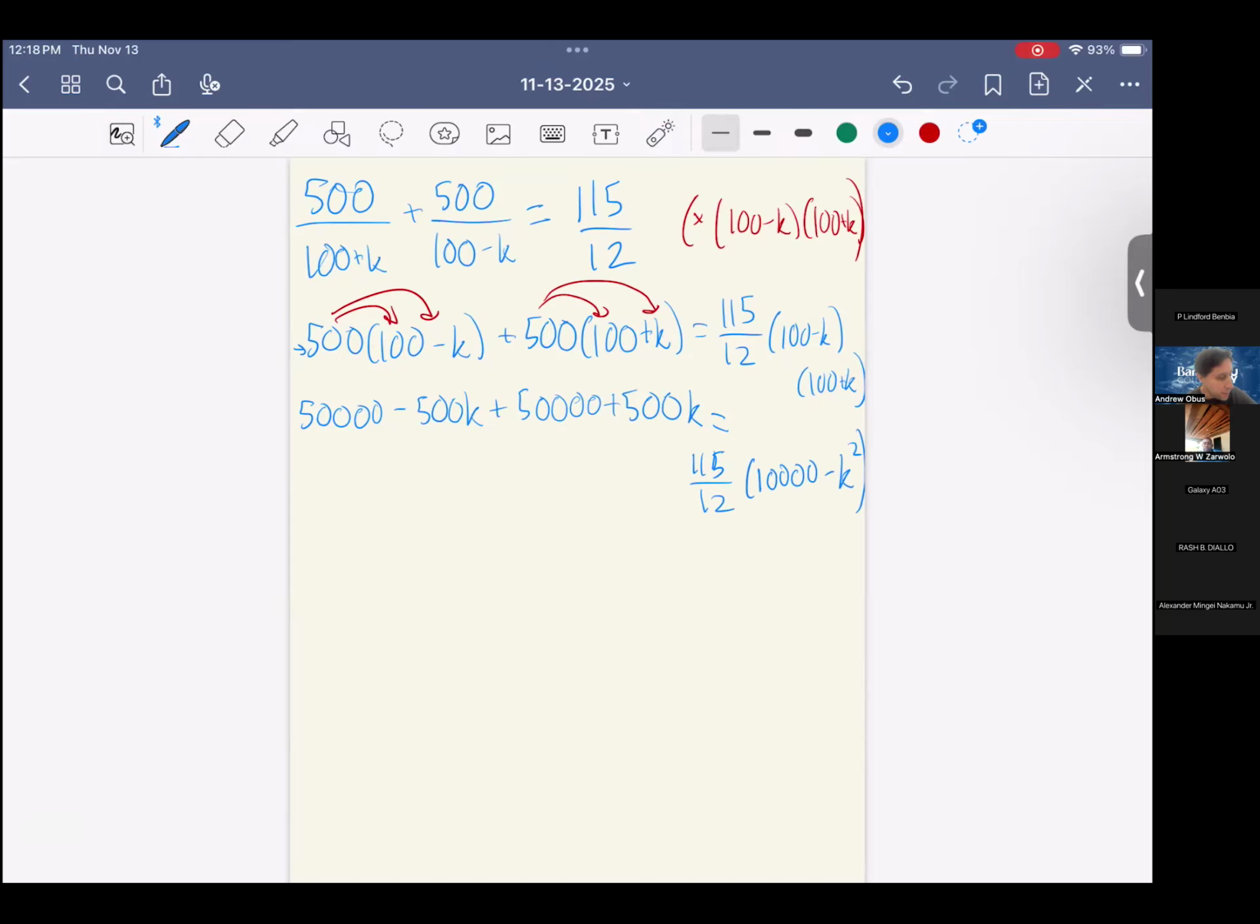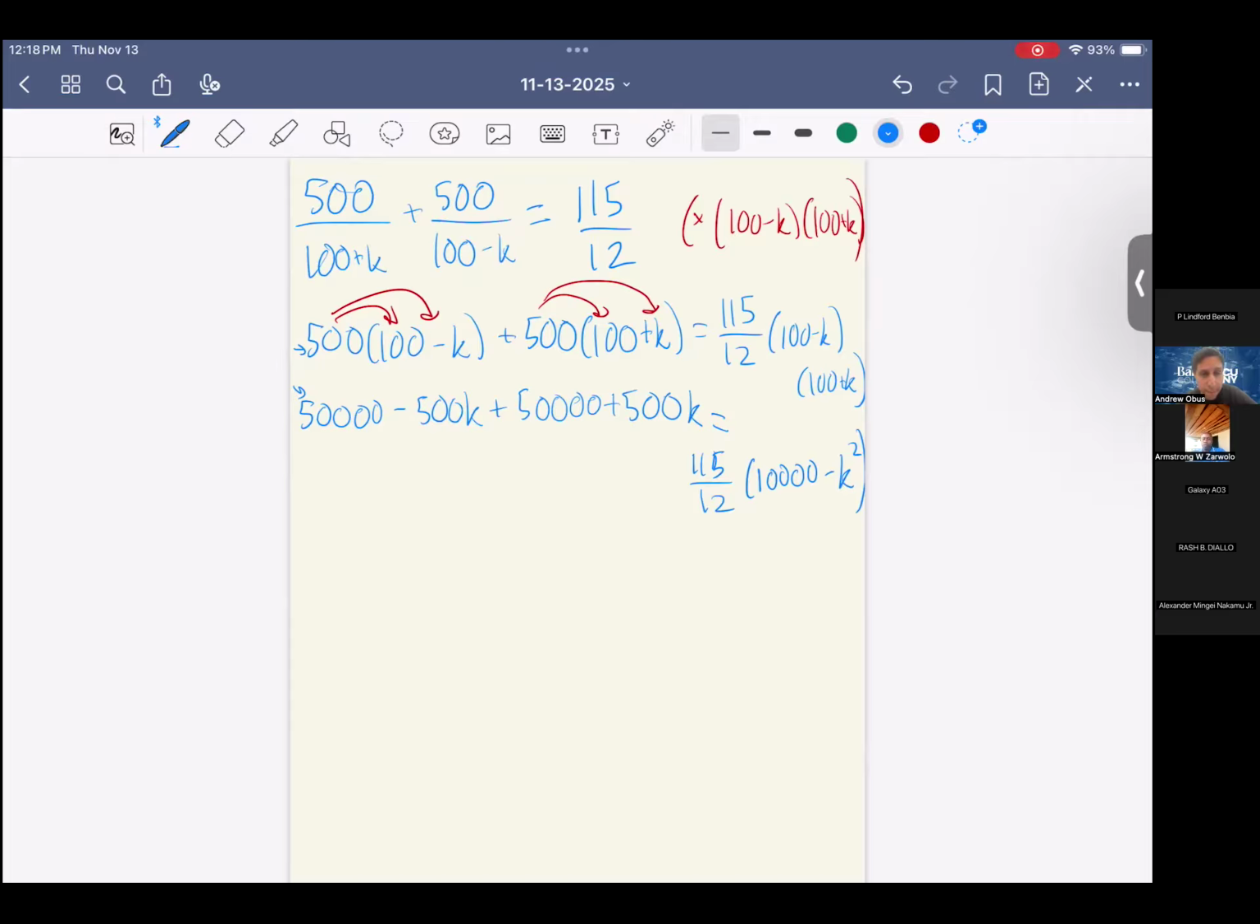Another form: you still have the first equation, where you said 100,000 divided by 10,000 minus k squared equals 115 over 12. You can do it that way. Yeah, that will work also.